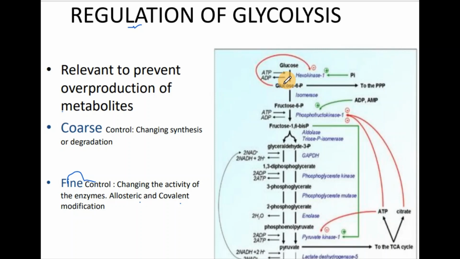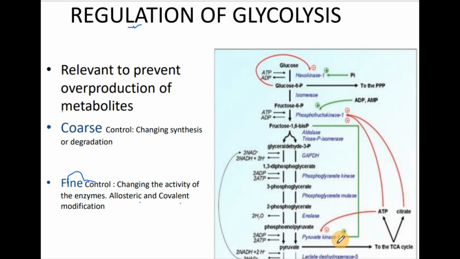The first one is the conversion of glucose to glucose 6-phosphate by the enzyme hexokinase in the tissues, or, let's say, glucokinase in the liver. The next one is converting fructose 6-phosphate to fructose 1,6-bisphosphate, which is catalyzed by the enzyme phosphofructokinase 1, or PFK1. Then the last one is the conversion from phosphoenolpyruvate to pyruvate, which is catalyzed by pyruvate kinase. So three main sites are the rate limiting sites for glycolysis.